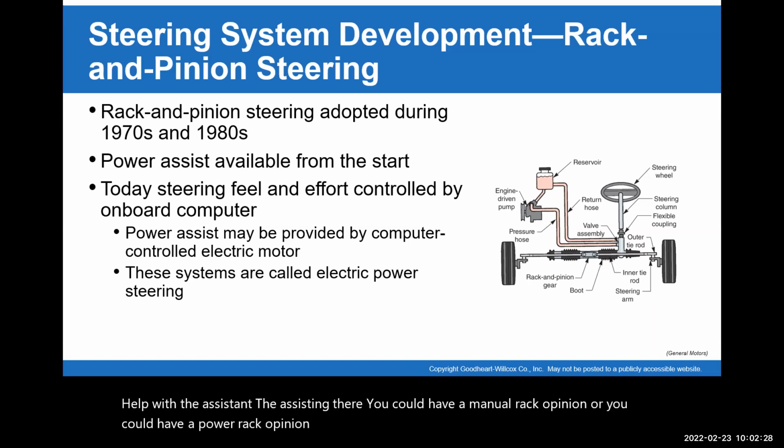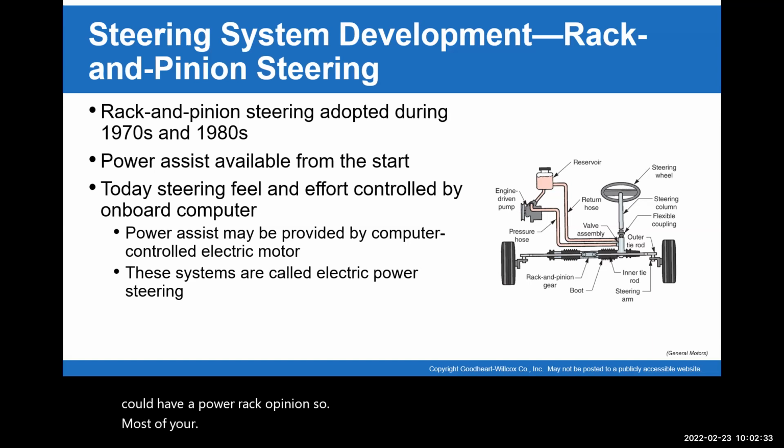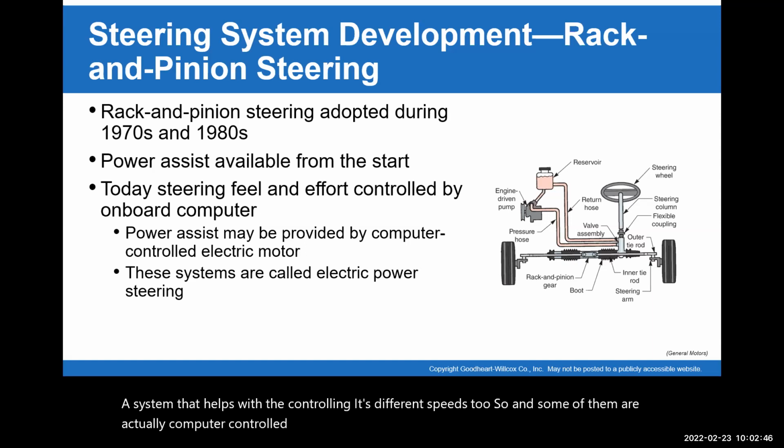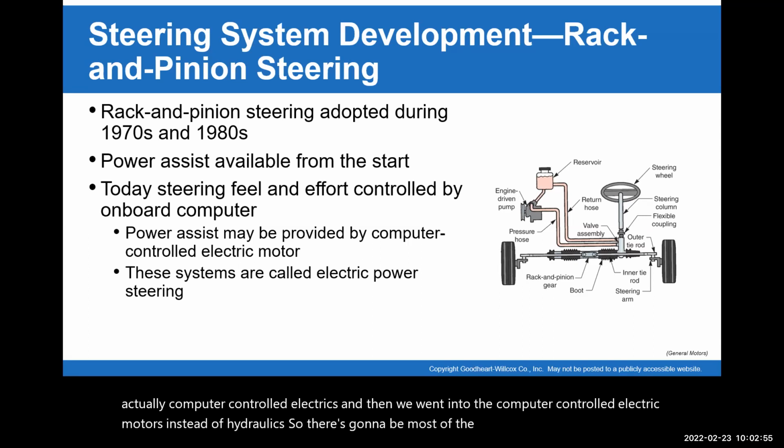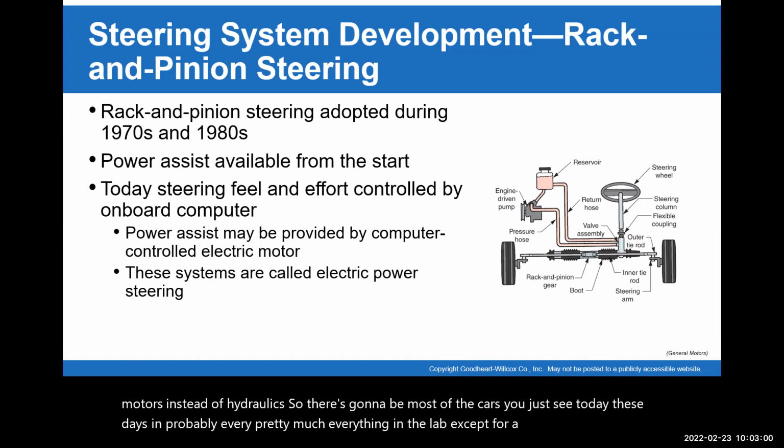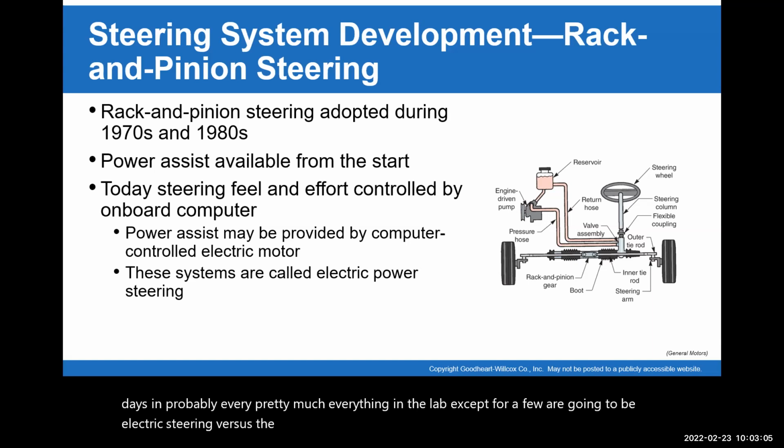So most of your cars now actually have a system that helps with the controlling at different speeds too. Some of them are computer controlled electrics, and then we went into computer controlled electric motors instead of hydraulics. So most of the cars you're going to see these days, and pretty much everything in the lab except for a few, are going to be electric steering versus the old hydraulic type steering.